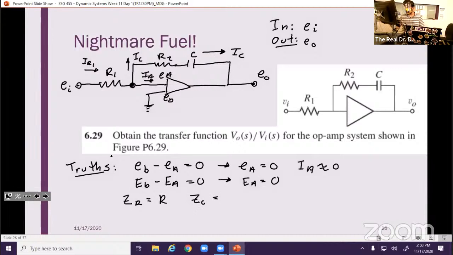We're going to do this with impedance, though. Because as much fun as it looks like trying to figure out what the voltage drop is across a resistor and a capacitor in series, I'd rather just use the impedance to figure it out. Yes, 1 over CS. Thanks, Sean. 1 over CS. And we do have KCL here at A, which tells us that I_R1 is equal to I sub C, because I_A is approximately 0.